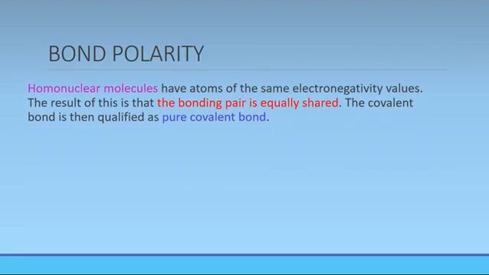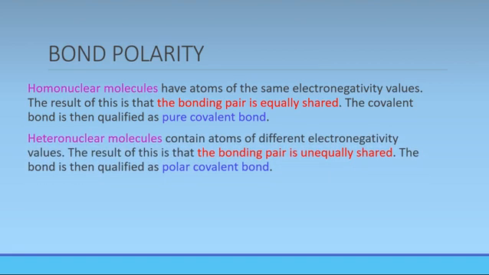How is bond polarity affected by electronegativity? In molecules or covalent compounds, we distinguish two types. The first one is homonuclear molecules and the second is heteronuclear molecules. In homonuclear molecules, we have atoms which have the same electronegativity values. We have the same atoms, and the same atoms have exactly the same nuclei. So the attraction ability of both nuclei is exactly the same.